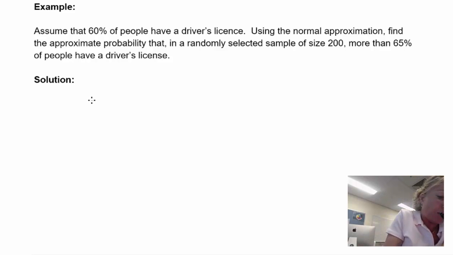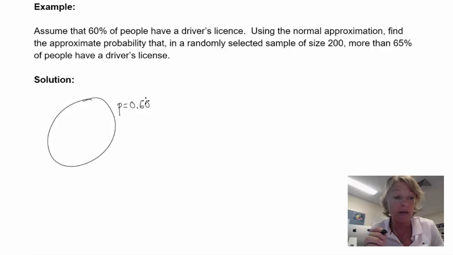So let's think about this problem. We've got a population, and in that population, P will equal 0.60. So we're given that information because they are telling us in the greater population, the proportion of people with a driver's license is 60%. Then they say, assume you take a sample size of 200.